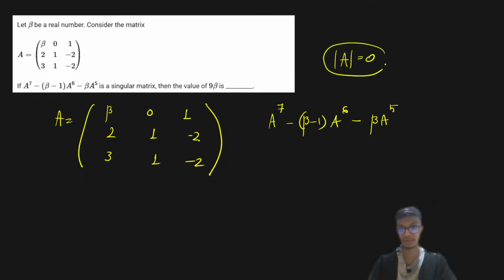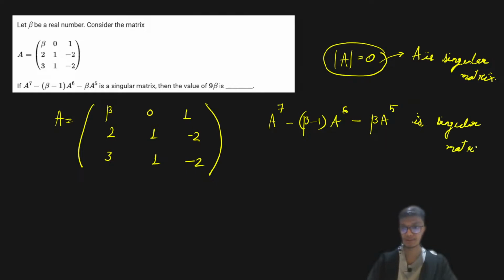If the determinant of a matrix is equal to 0, we call that matrix a singular matrix. This is very, very important to understand. So if this is a singular matrix, as mentioned in the problem, then the determinant of this matrix expression should be equal to 0.